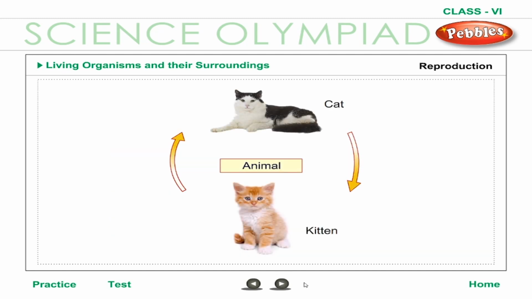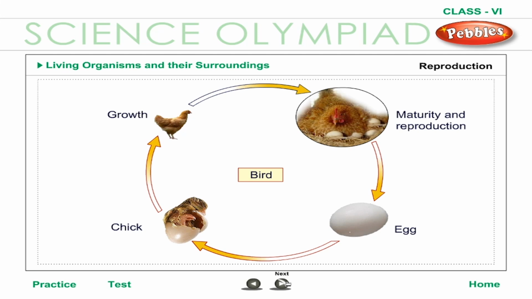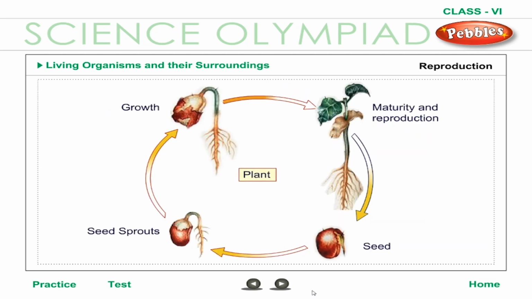Reproduction. All living organisms have the ability to produce young ones of their own kind. For example, a cat produces kittens who grow into adult cats. A hen lays eggs which hatch into chicks, finally producing hens or roosters. A mango tree bears fruits which possess seeds. The seed develops into a young seedling and in due course of time into a tree. This means that living things can make more of their own kind.